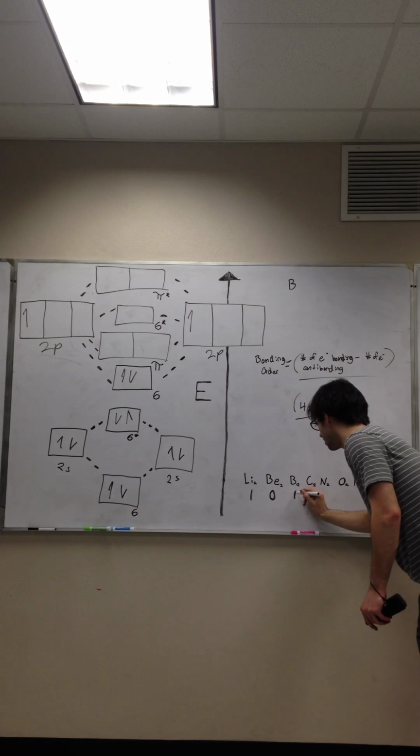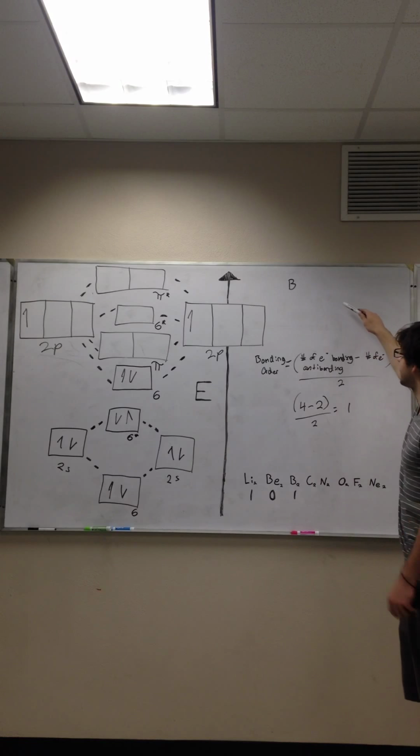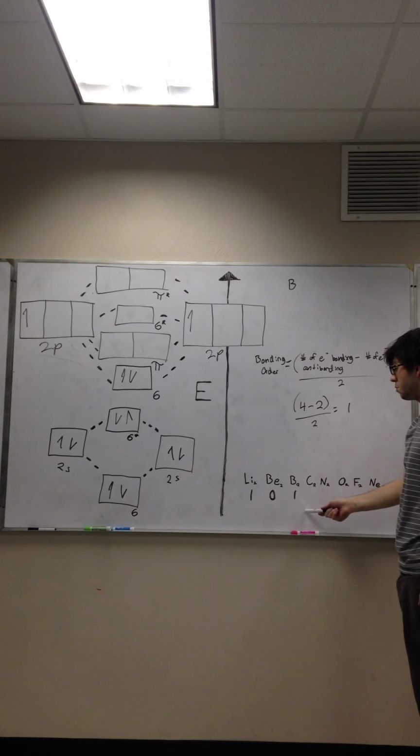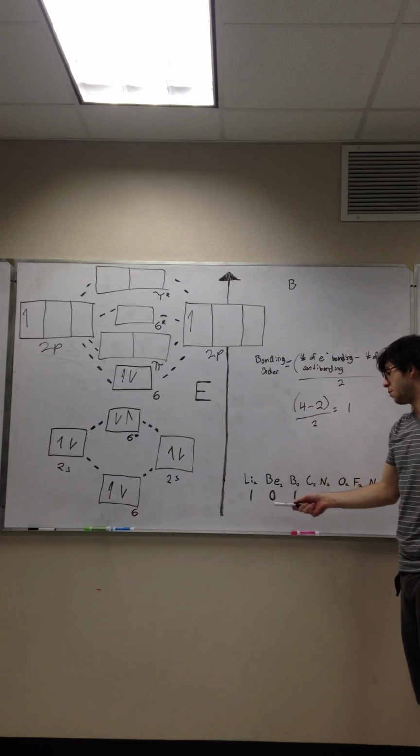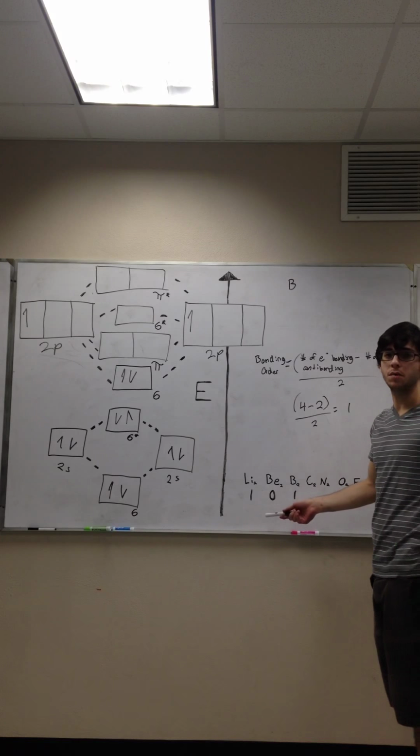So with valence electrons in the 2p orbital, a diatomic molecule of boron can be found to be just as stable as lithium, but capable of formation unlike beryllium.